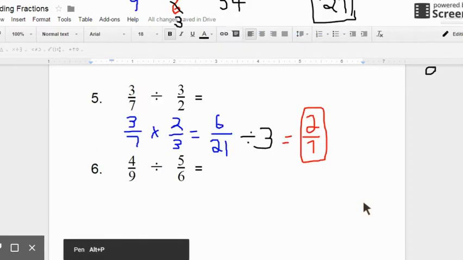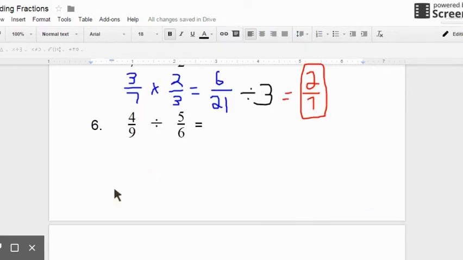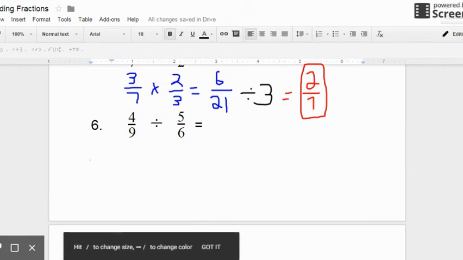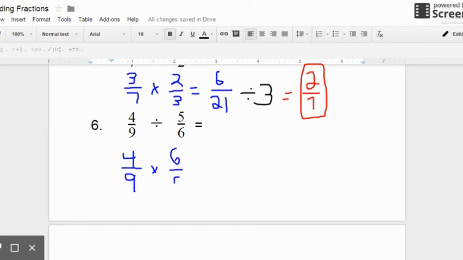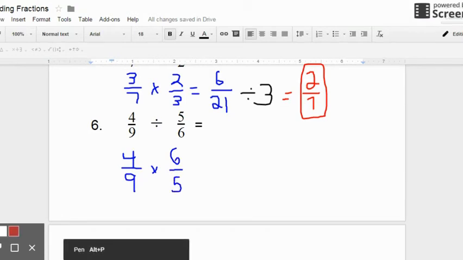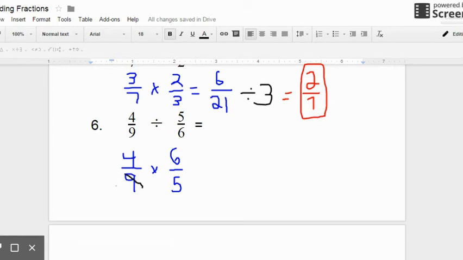So let's look at the last one, number 6. Like I said, I'm going to use method 2 here. First we have to do our keep, change, flip. We have 4/9. Change to multiplication and flip the second fraction. Let me grab a different color to show the cross canceling. I'm going to cross cancel the 9 and the 6 because 3 can go into both. 9 divided by 3 is 3. 6 divided by 3 is 2.